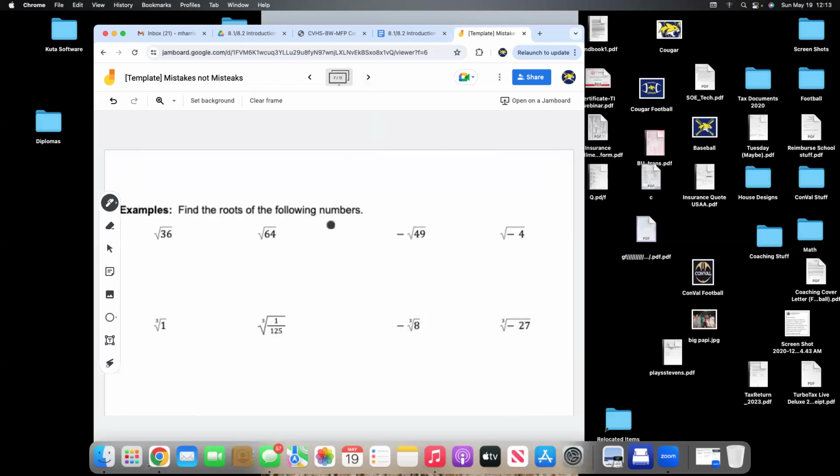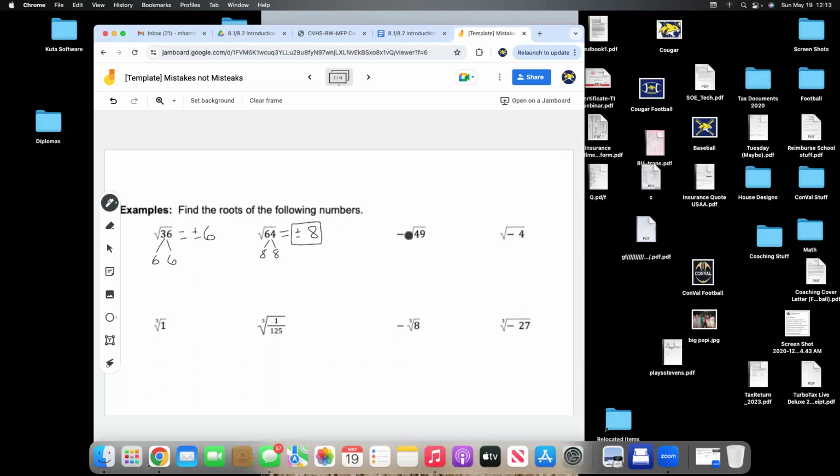So let's get into here. Let's find the roots of the following numbers. If we look at this one, the square root of 36. Well, 36 can be rewritten as 6 times 6. So that means the square root of 36 is going to be plus or minus 6. And that's how we write it. You write plus or minus, so it's positive or negative 6. Next, square root of 64. Well, the square root of 64, we can write it as 8 times 8. So there's two 8s. So we would write it as positive or negative 8.